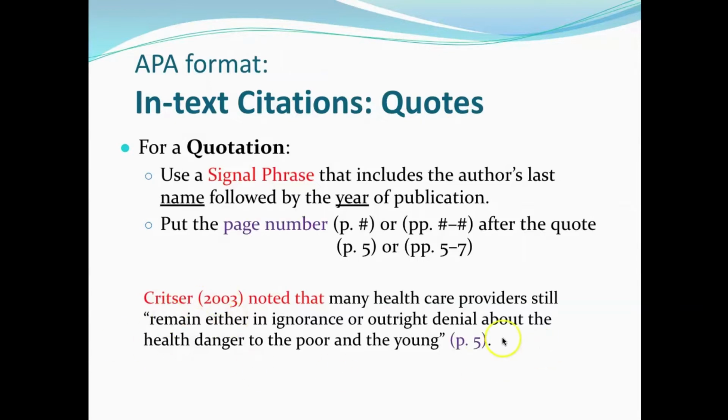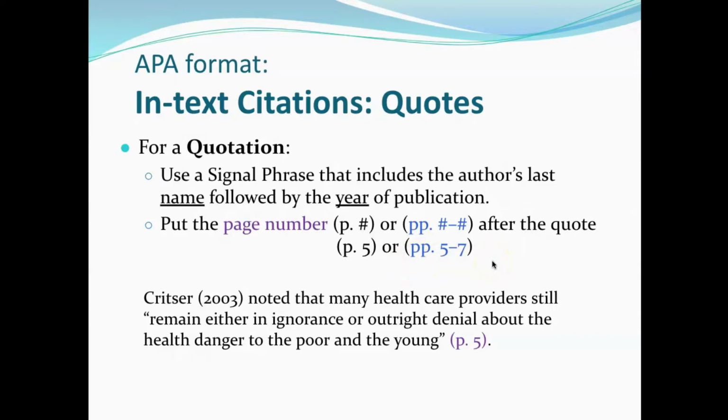After a direct quote, you need to include a page number in parentheses. So here it's page 5, P period space and a 5. Or if you're citing something from a range of pages, then you write PP period space and the page range, and this means pages 5 through 7.